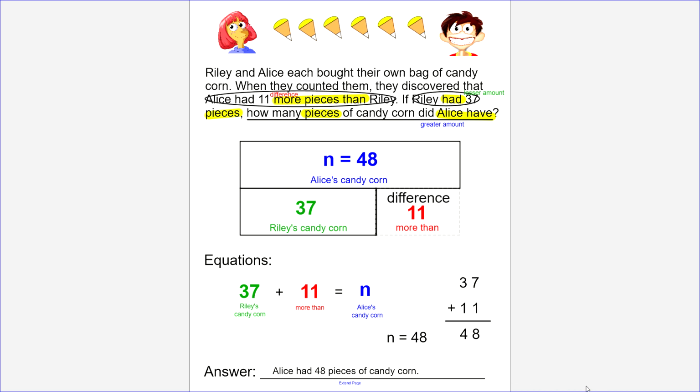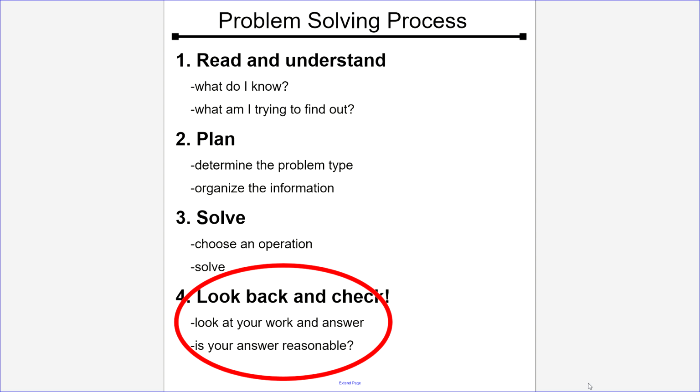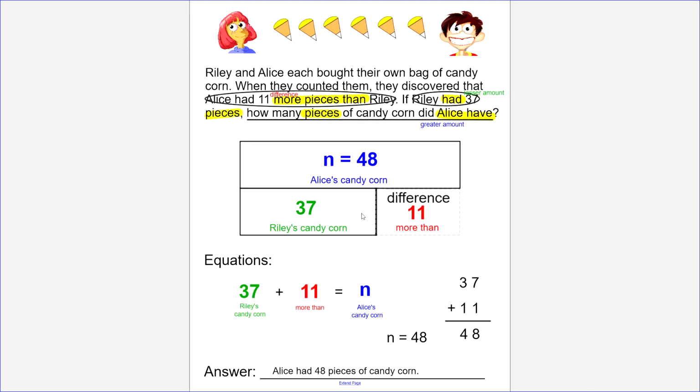Third grade, you know that the final step in our problem-solving process is to look back and check. Look at your work and your answer. Ask yourself, is your answer reasonable? Let's check. Well, 37 and 11 were the numbers we used in our tape diagram. Were those the numbers from the story problem? 11 more pieces of candy? Yep. Riley had 37? Yep. We decided that because the greater amount was missing, we needed to add. That was the correct thing to do. When we added 37 plus 11, our whole was 48. 48 is larger than either of the parts, 37 or 11, so this makes sense.